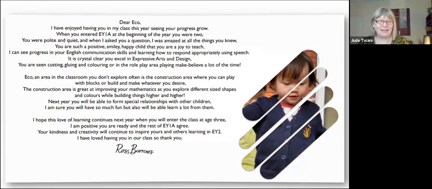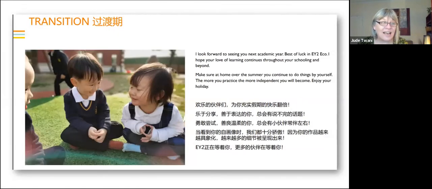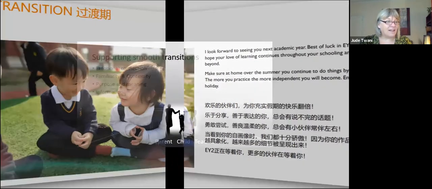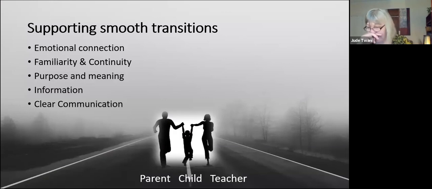And then here was another bit which came from the Chinese teacher. I hope your love of learning continues. Make sure you practice over the summer. Beautifully written as a letter to the child. Consider maybe a letter to the child as the child prepares to move either into or out of your setting. So finally, clear communication. It's really important.